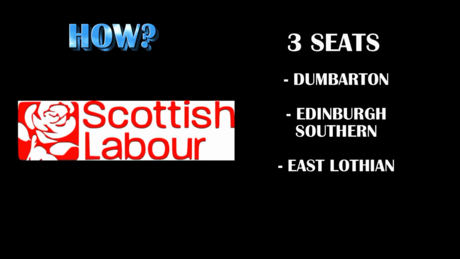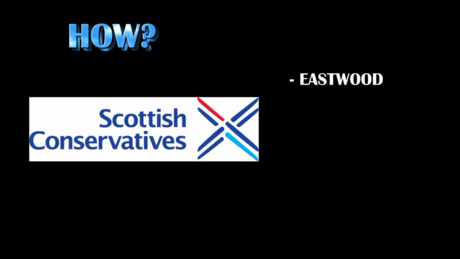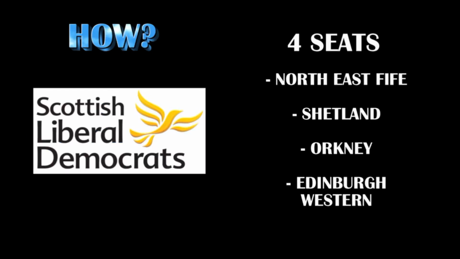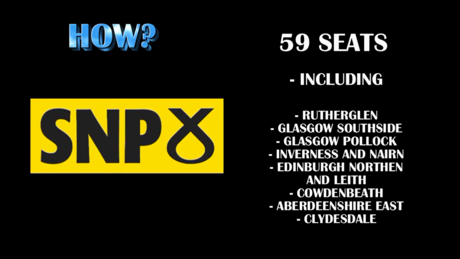Labour only won 3 constituency seats. A massive drop. The Conservatives won in Eastwood, widely tipped to be an SNP seat after the Westminster equivalent was won by them in 2015. They overall won 7 seats in the constituency vote. The Liberal Democrats won a total of 4 seats, and the SNP won 59 seats.